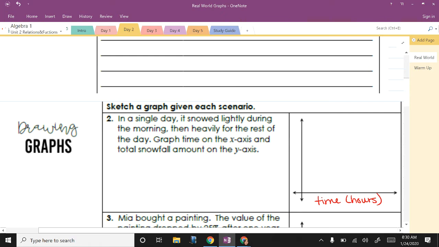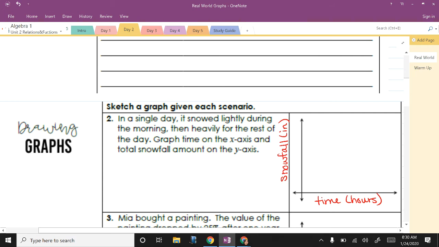Okay, so what do you think we should put on our y-axis? The amount of snowfall, probably, right? Yeah, probably in inches, especially in Tennessee. We don't get feet. Yeah, right now we're getting 0 inches. Okay, so you want to always label your axis. And like I said, the majority of the time you're going to want to put time on your x-axis. All right. In a single day, it snowed lightly during the morning. Okay, lightly during the morning. That's the beginning of the day, right?